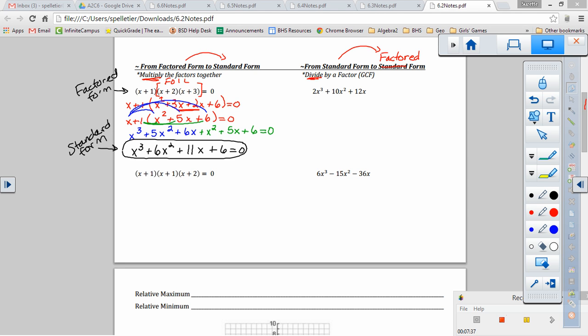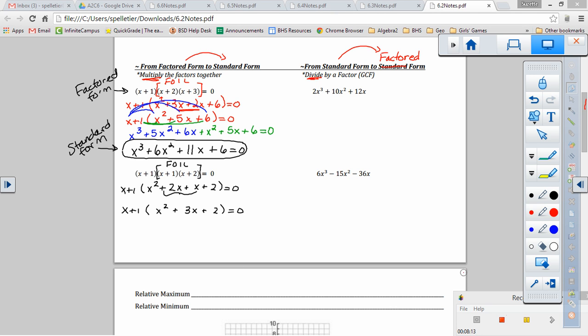Okay? Second example, right beneath it, same idea. We have to multiply everything out. Okay? So we're going to multiply these out first. And remember, we have to FOIL. So I'm going to have x plus 1 times x squared plus 2x plus x plus 2. I'm going to combine my like terms. X plus 1 times x squared plus 3x plus 2 equals 0.